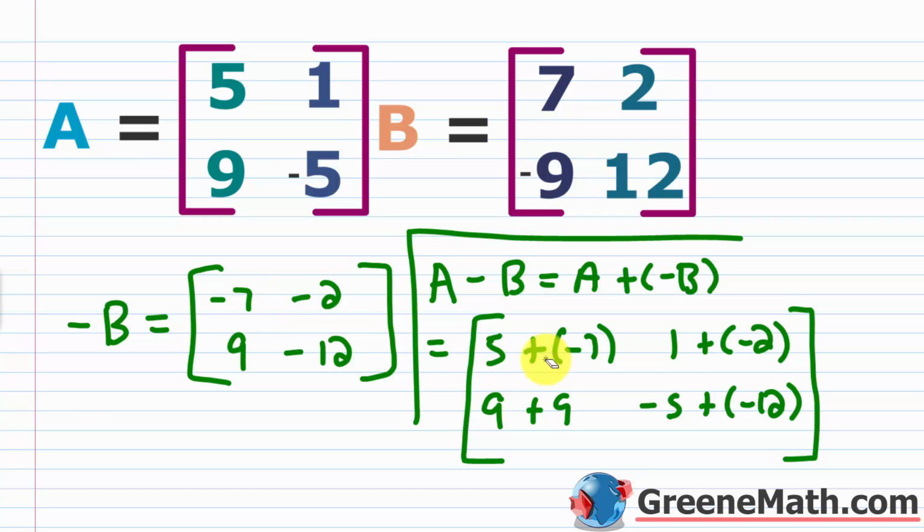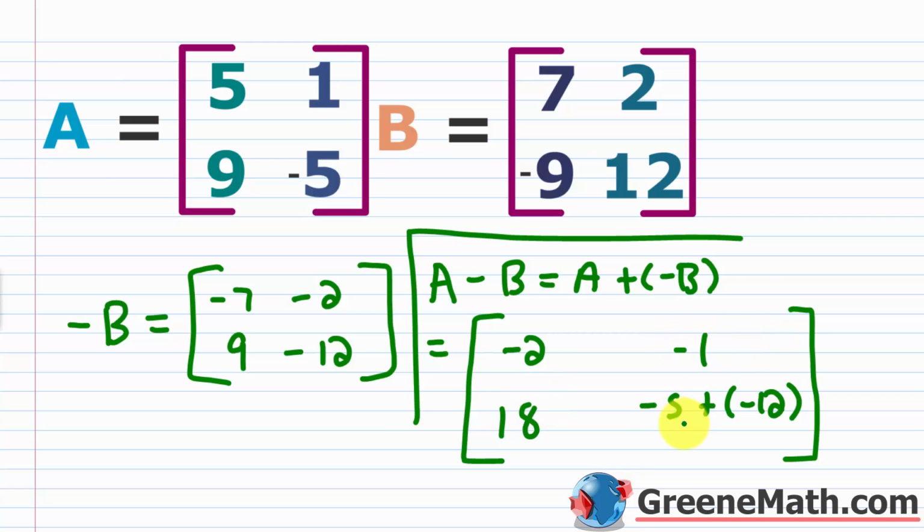So 5 plus negative 7, again, we know this is going to be negative 2. 9 plus 9, we know that's 18. And then 1 plus negative 2, we know that's going to be negative 1. And then negative 5 plus negative 12, again, we know that's negative 17. So it's the same answer. It's just a different way to kind of look at it. This might be easier for you. It might be harder for you. It doesn't matter. You get the same answer either way. So whatever you want to use.